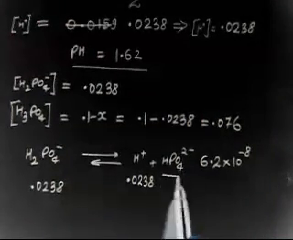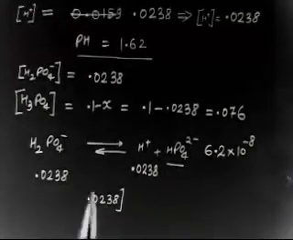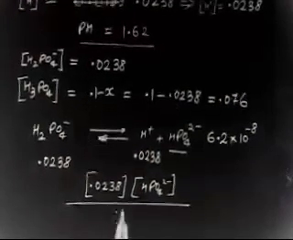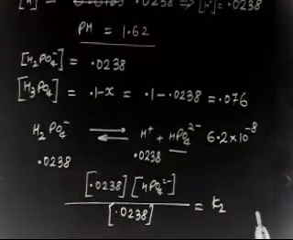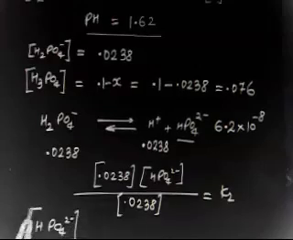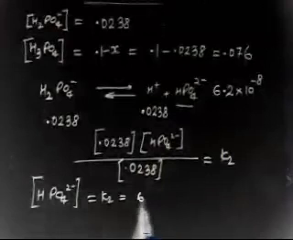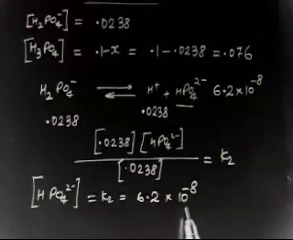So concentration of this is simply the same as, so I can write 0.0238 into HPO4 2 minus, this divided by 0.0238, this is equal to K2. So now I know the concentration of HPO4 2 minus is equal to K2, and the value of K2 is 6.2 into 10 to the power minus 8. So you see the concentration of HPO4 2 minus is so small, and that's why we have neglected the Y that is coming from the second equilibrium.